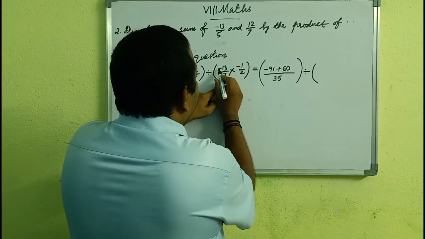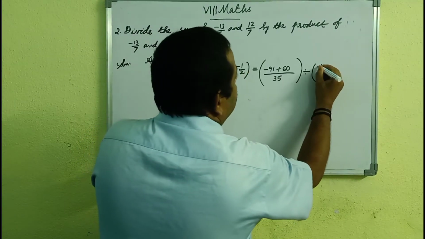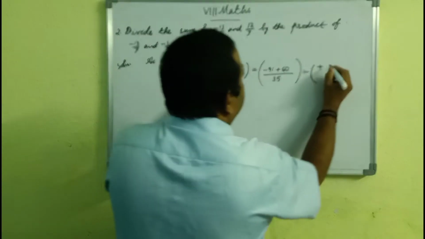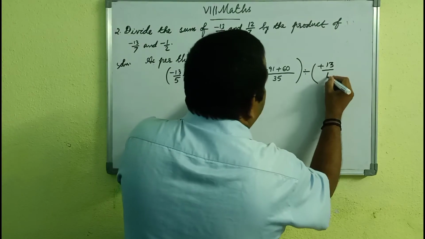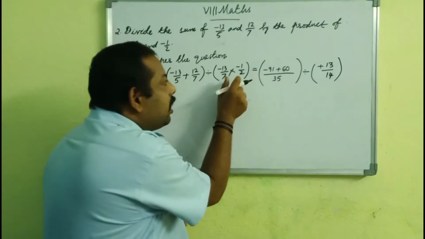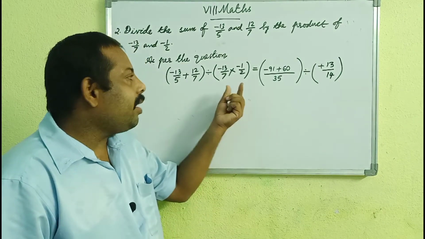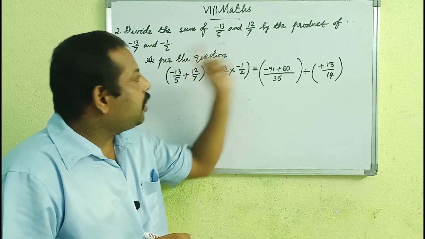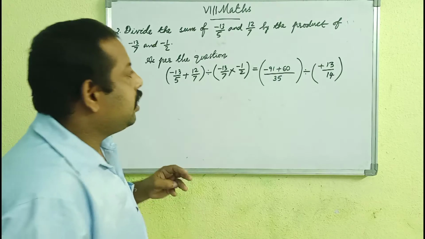now minus times minus is plus. 13 into 1 is 13, divided by 7 times 2 is 14. That means ultimately 13 by 14. In case of multiplication, as we have already discussed, we do not find the LCM. We have to multiply the numerators and we have to multiply the denominators directly.